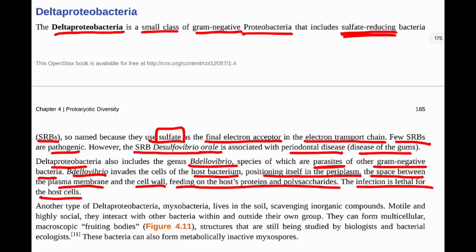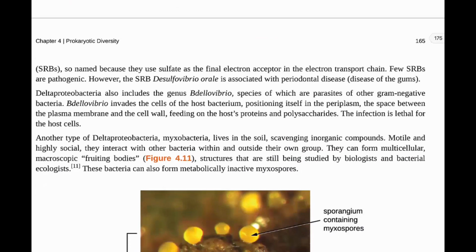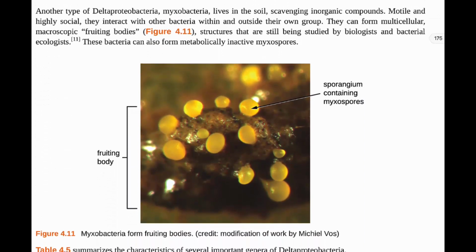Another type of Delta Proteobacteria, Myxobacteria, lives in the soil. It's scavenging inorganic compounds. So it's going to be looking to metabolize inorganic compounds while it's living in the soil. It is motile, so it does move around, and it's highly social. So they interact with other bacteria within and outside of their own group.